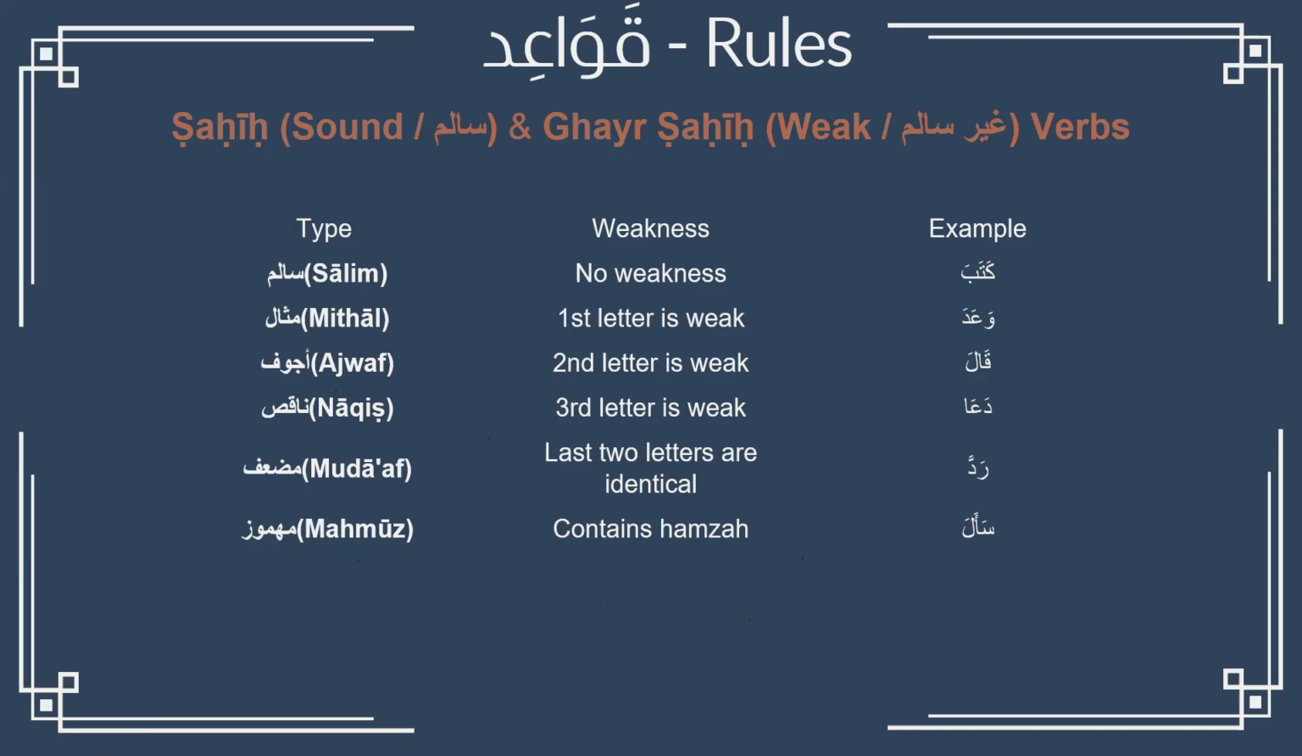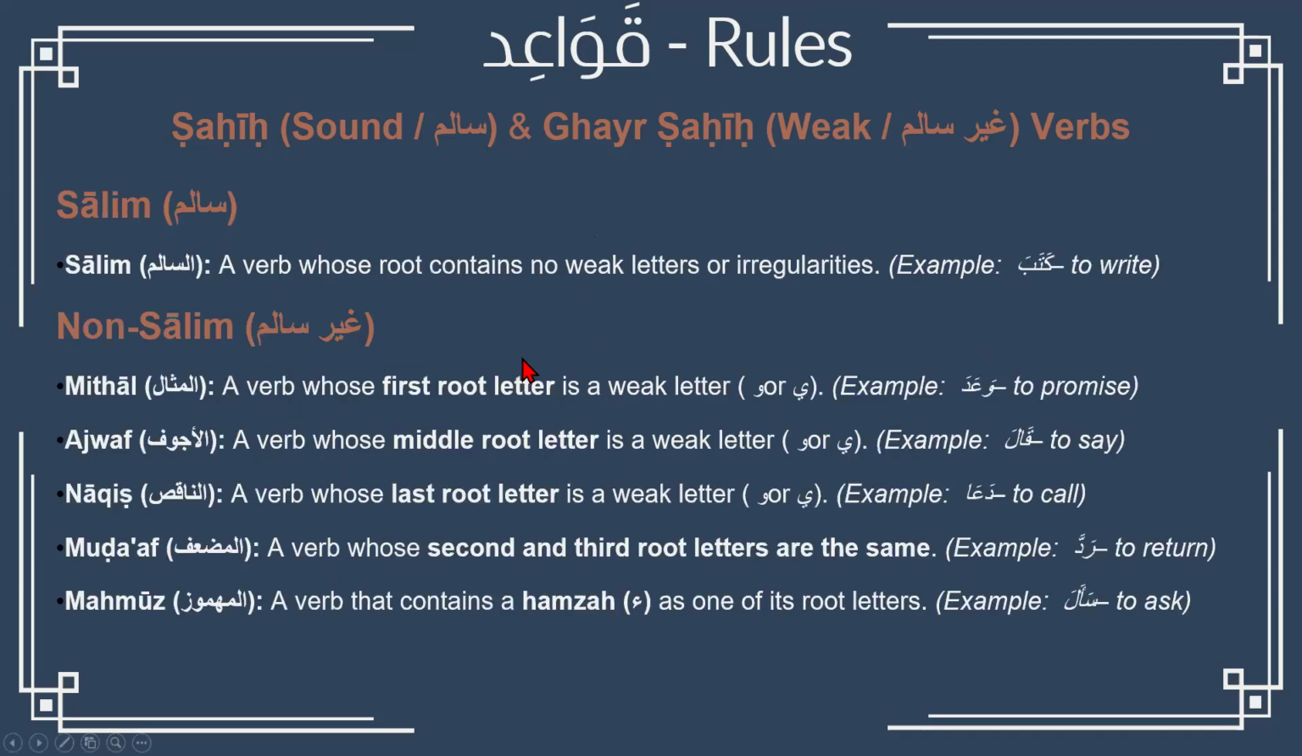Anybody has any confusion on this? Everybody is clear? If you're not, I have one more slide for you. So it's simple. Again, look at this. Salim means a verb whose root contains no weak letters or irregularities, right? No weak letters whatsoever at all. For example, kataba is one of the examples.